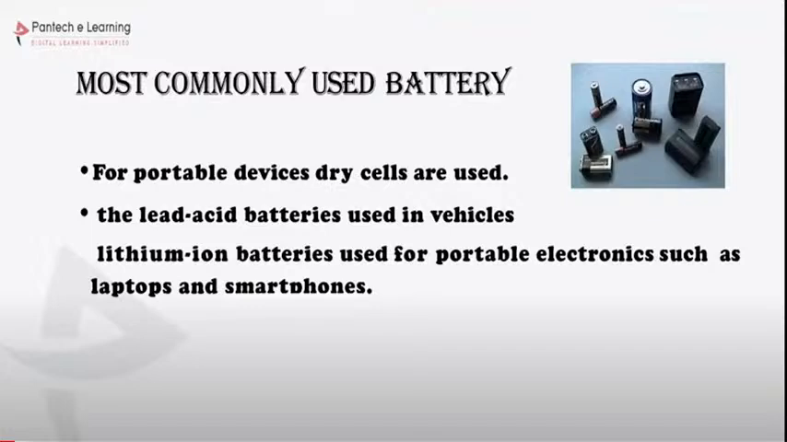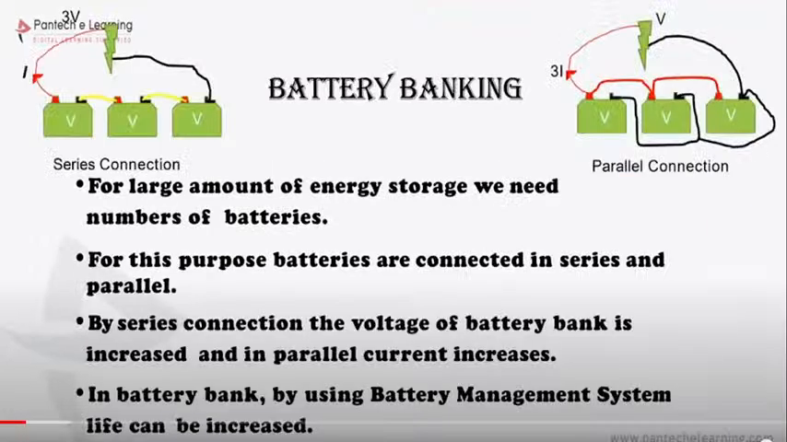These are the most commonly used batteries. Why? Because for portable devices, dry cells are used. Lead acid batteries are used in vehicles, and lithium ion batteries are used for portable electronics such as laptops, smartphones, and so on. We will see the connection of battery banking.